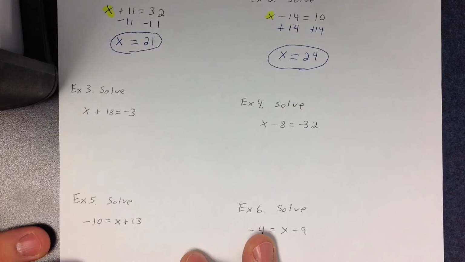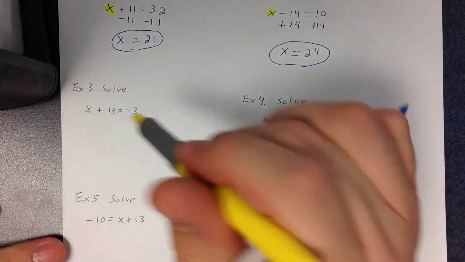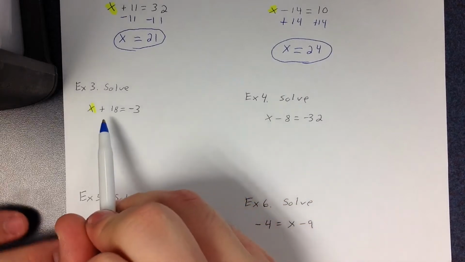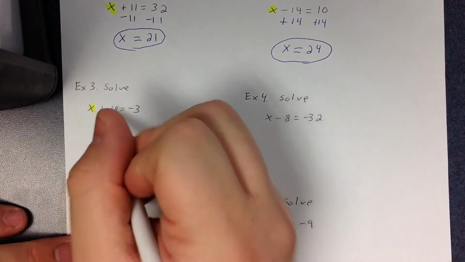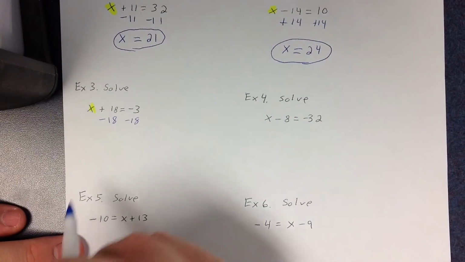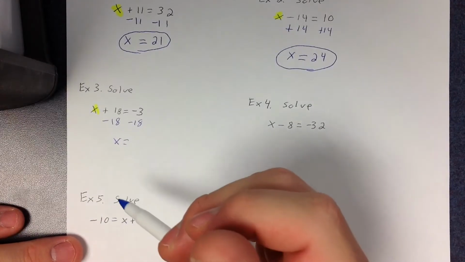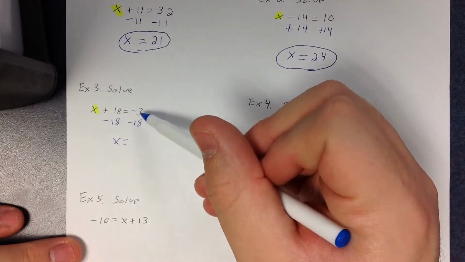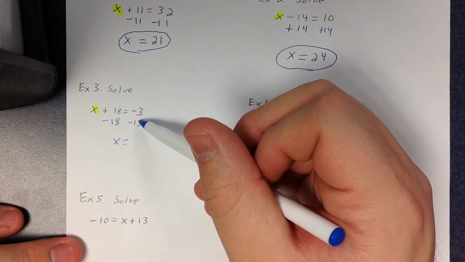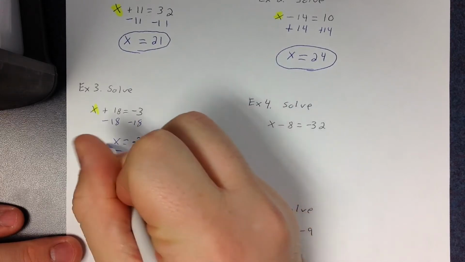Okay, number 3. Is it an equation? Yes, it's got an equal sign. The variable again is on the left-hand side. Is the variable by itself? Well, no, because we got a plus 18. So the opposite of plus 18 is minus 18 from both sides. So I bring down the x again. Now, here just make sure you go back to your rules of combining integers. I'm combining a negative 3 and a negative 18. So when I combine integers, if they're the same sign, I add them and keep the sign. So 3 plus 18 is 21, and then it stays negative.